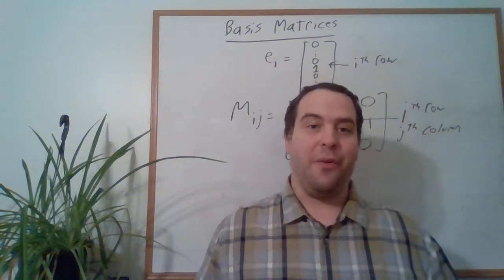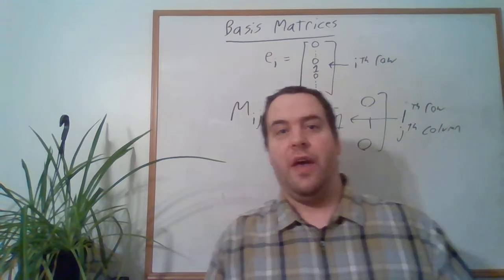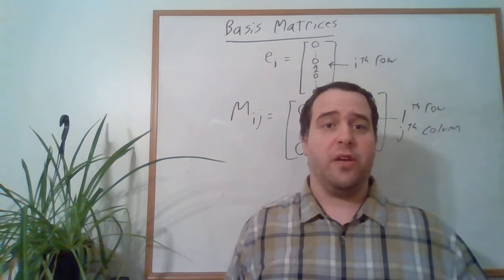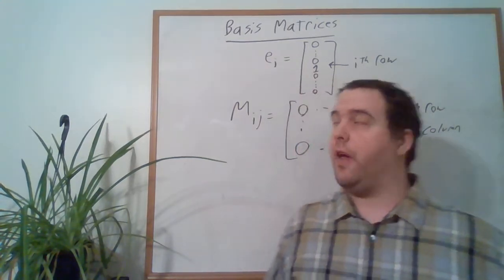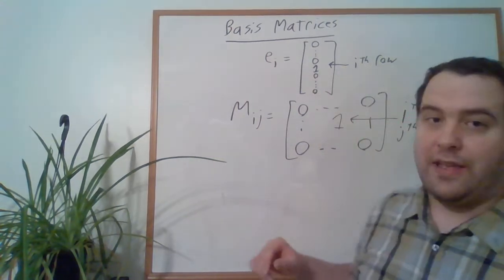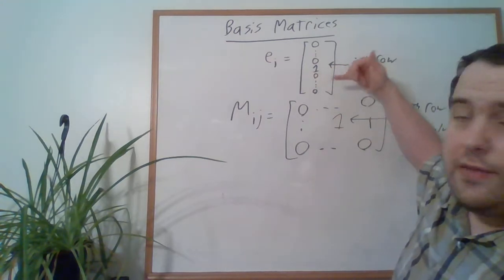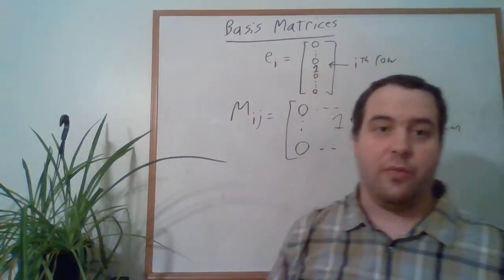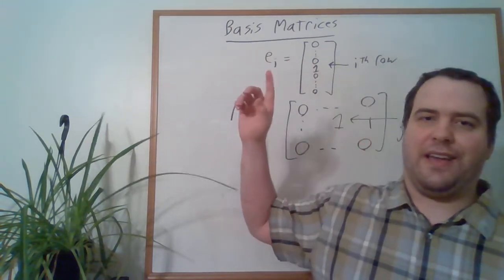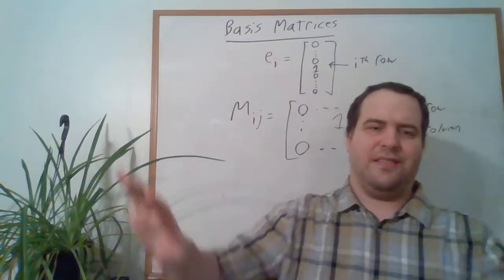Hello, in this video I'd like to talk about a fun way to think about matrices, and that's in terms of basis matrices. So hopefully you're familiar with the basis vectors. Usually we call these E sub i for various values of i. We have a vector that is all zeros except for a 1 in the ith row, and somewhere along the lines you have to specify the dimension of these things, but you should do that separately.